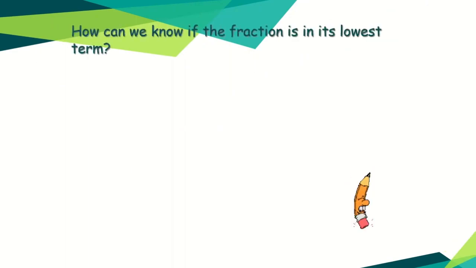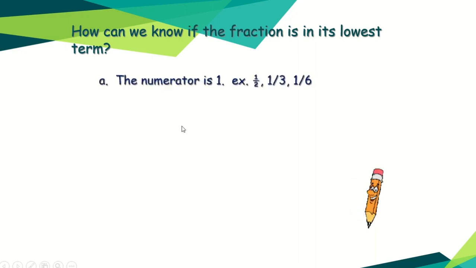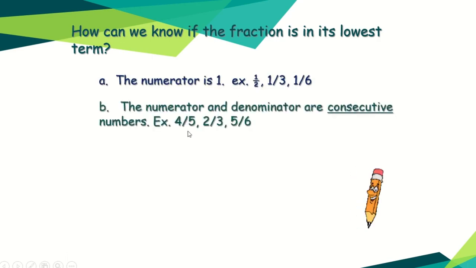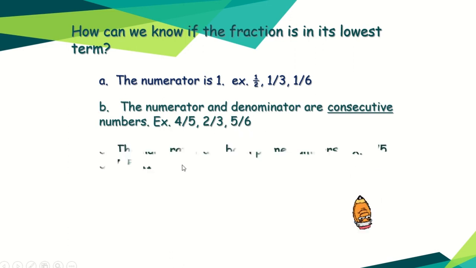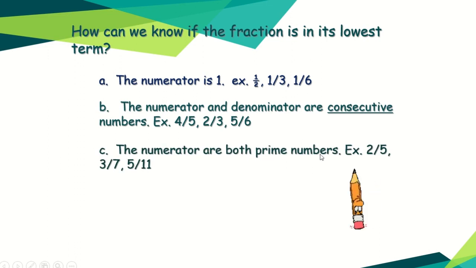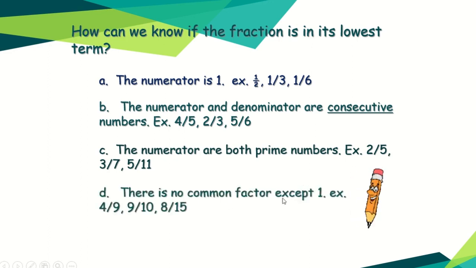But how can we know if the fraction is in its lowest term? A, if the numerator is 1. Example, 1/2, 1/3, 1/6. B, the numerator and denominator are consecutive numbers, 4/5, 2/3, 5/6. Magkasunod siya. C, the numerator and the denominator are both prime numbers. Letter D, there is no common factor except 1.